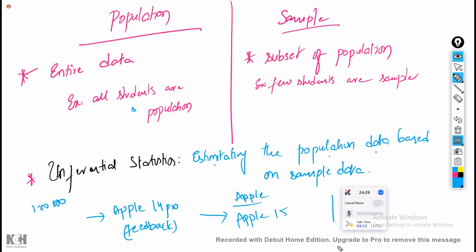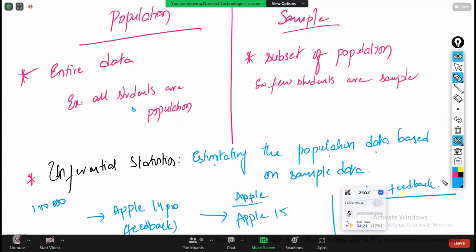See what SMS they are going to send: please share your valuable feedback so that our company's product will be improved in further series, and we are going to get a better product in the Apple 15. They are going to send one SMS. Genuinely, they are sending it. How many of them will give a reply? Only 10,000 or 15,000, for the genuine request.